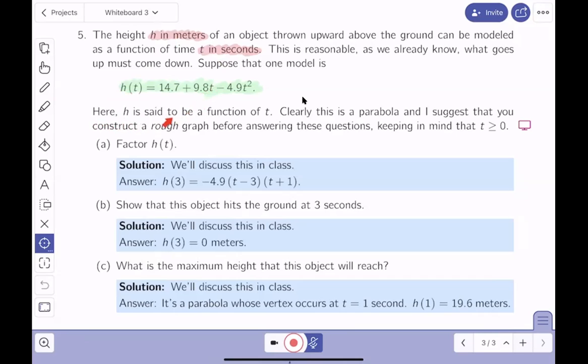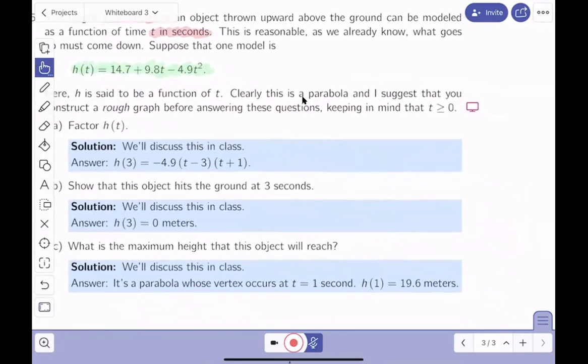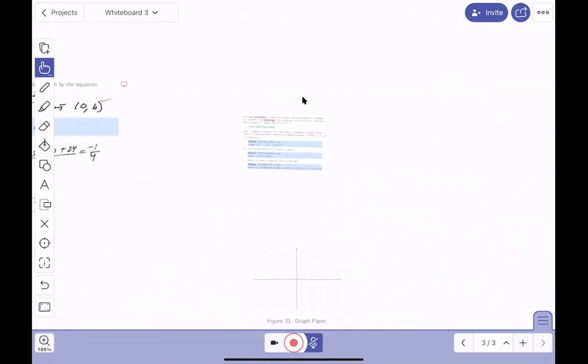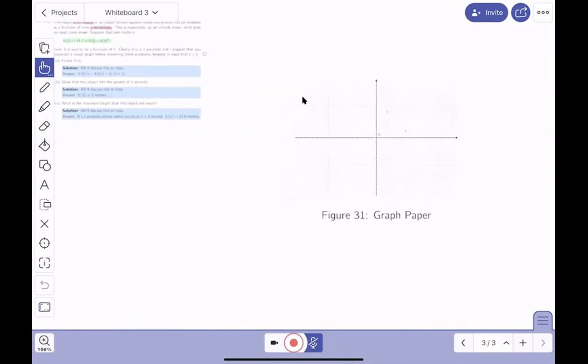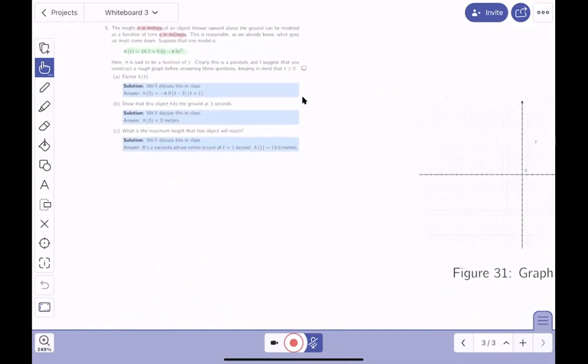It says here h is said to be a function of time. That's why we write down h as a function of time. Clearly, this is a parabola, and I suggest that you construct a rough graph before answering these questions. Let's see if we can do that. And as I do this, I point out that for a lot of students, graphing is difficult. Let me just see if I have any graph paper left. Oh, I got some right over here. I'm going to pull that over here now, and I'm going to see if I can do it.